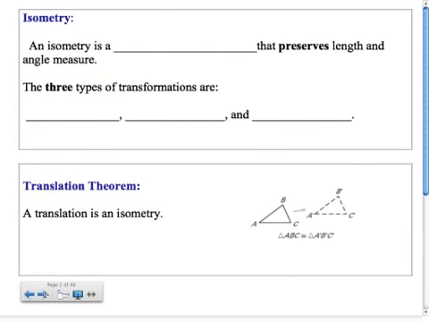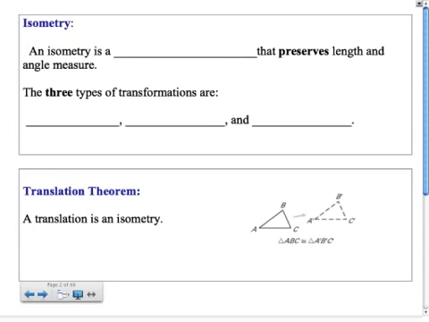So first of all, we have something that's called an isometry, and very simply an isometry is a transformation that preserves length and angle measure. In other words, it's a congruence transformation, really is another way of saying it. And we have three types of transformations. You should already know these.